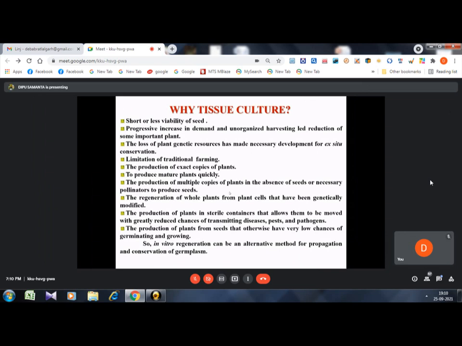The production of multiple copies of plants in the absence of seed dormancy, or sometimes in the absence of necessary pollinators to produce a viable seed. Another thing is the regeneration of whole plants from plant cells that have been genetically modified. For genetically modified crop production, tissue culture is a very important thing. And the production of plants in sterile containers allows them to be moved with greatly reduced chances of transmitting different diseases, like diseases caused by pathogens. Another thing is the production of plants from seeds that otherwise have very low chances of germinating and growing. So these are the reasons for choosing tissue culture.